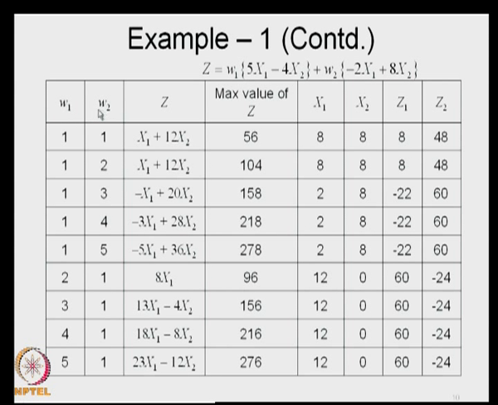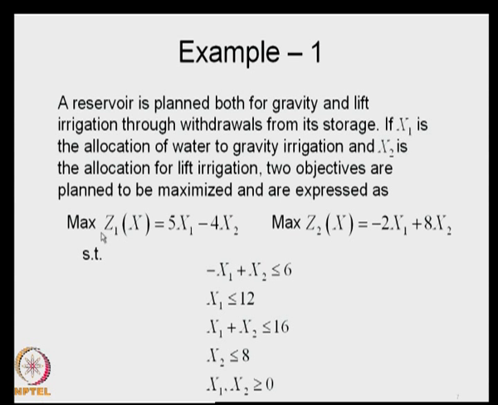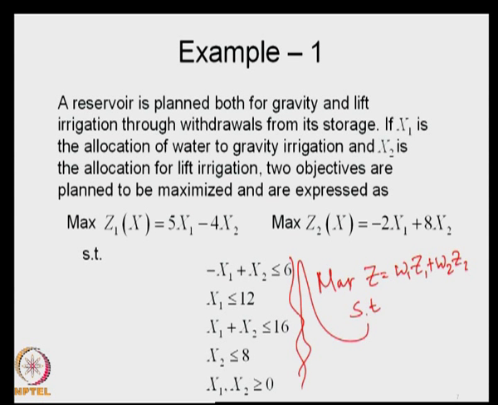Let us say I assign equal weights, w1 is equal to 1, w2 is equal to 1. Then my z expression is w1 (5x1 minus 4x2) plus w2 etcetera. So, the z expression becomes x1 plus 12x2 when you simplify that with w1 equal to 1, w2 equal to 1, and then you solve this problem. So, you are solving maximize z is equal to w1 z1 plus w2 z2. This is the problem you are solving subject to this set of constraints.